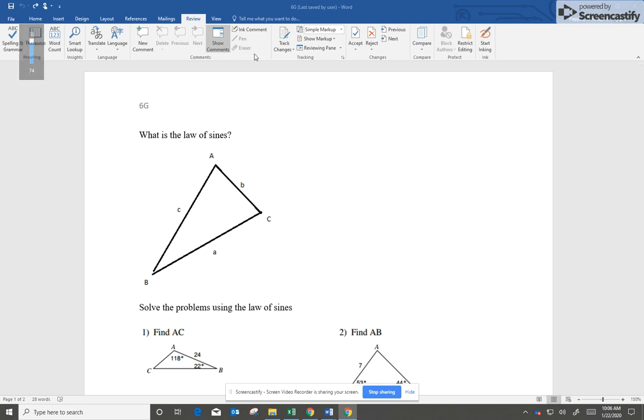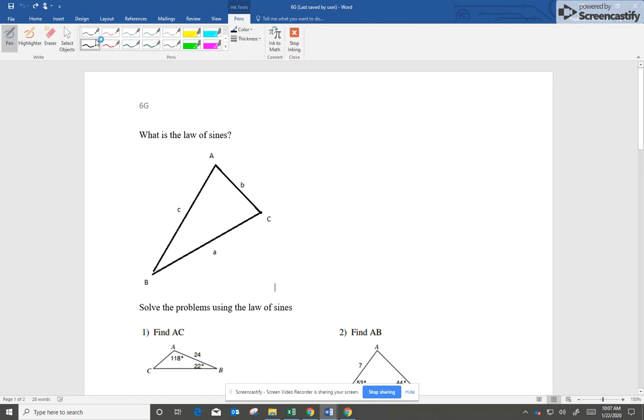Okay, so on the 6G notes here, I want to talk about the law of sines, do a couple example problems, and then the law of cosines, do a couple example problems of that.